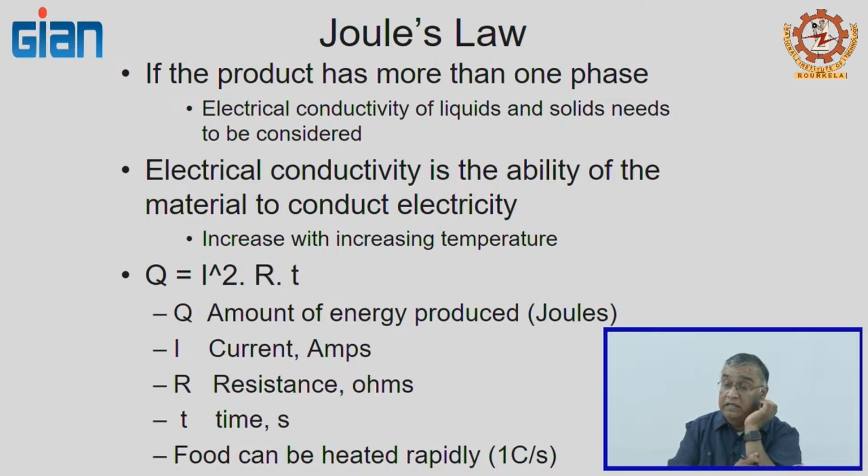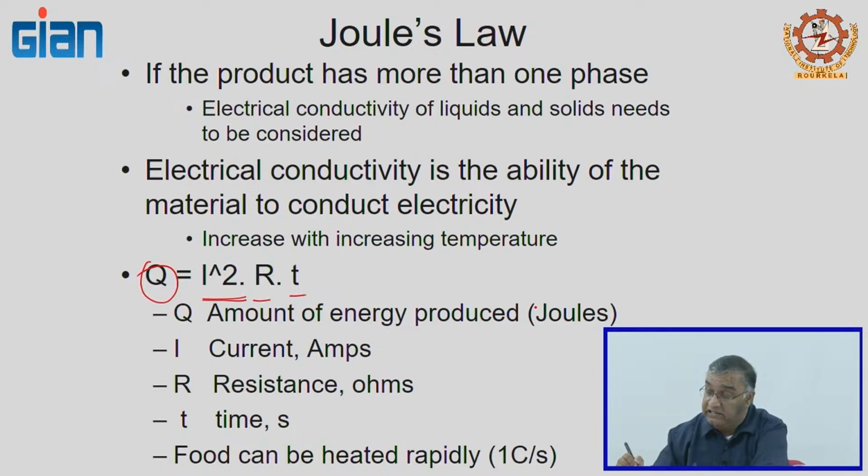So basically Joule's law governs how ohmic heating happens, and I mentioned electrical conductivity is the property of the material by which it conducts electricity. So the heat generated within the product, Q, is given by I squared R times time.